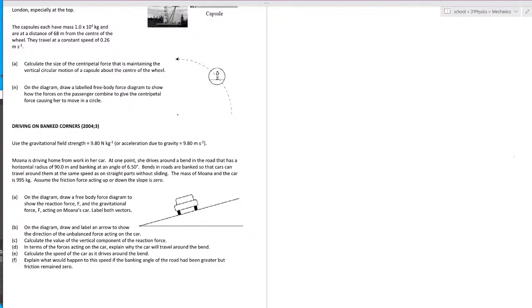Let me see, where's my pen gone? Okay, so we've got some numbers. Have I got my pen? Where's my pen? Is it working? It is working. Okay.